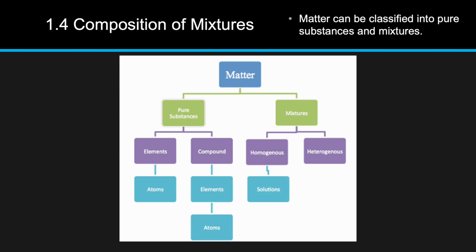So this diagram shows us how matter can be classified in terms of pure substances versus mixtures. Under our pure substances, these can either be elements or compounds, which we already talked about. And then on the other side, we have mixtures. Mixtures can either be homogeneous, meaning they have the same composition, or heterogeneous, which means there are different visible parts of that mixture. And if you ever are talking about a solution, just know that that is designated under the homogeneous category because it's uniform composition throughout.